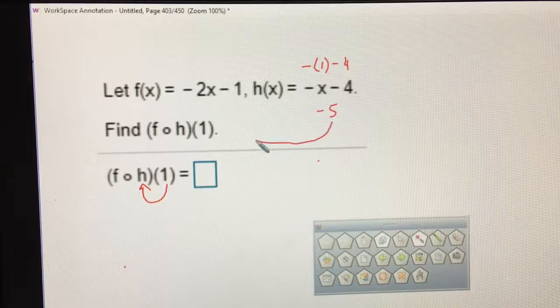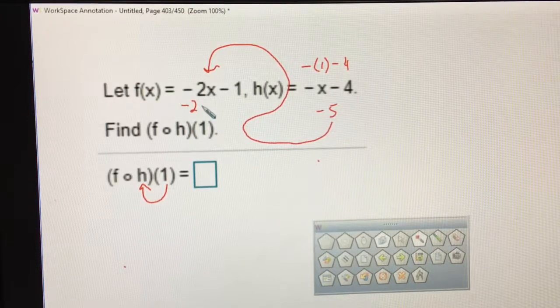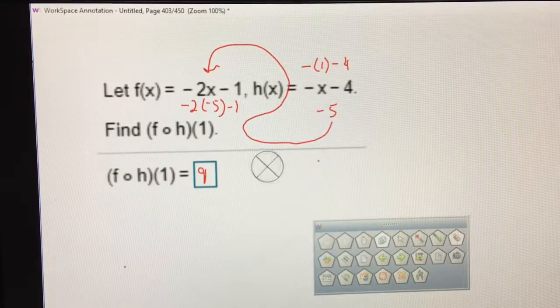Now what I do is I take that negative 5 and I plug it in to the f of x. So that's going to be negative 2, and now I have the negative 5. Not the negative 1. Not the 1. The negative 5 minus 1. So negative 2 times negative 5, well, that's 10. And then 10 minus 1 is 9. So it's called a composite function.